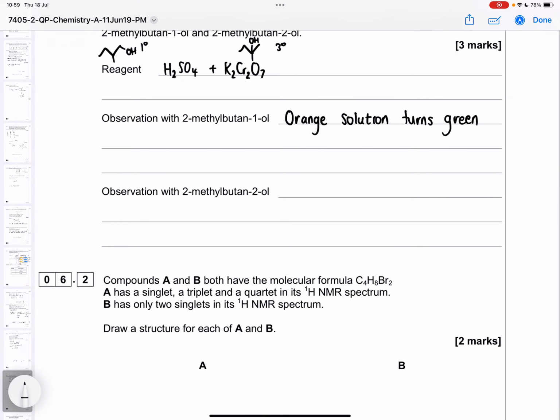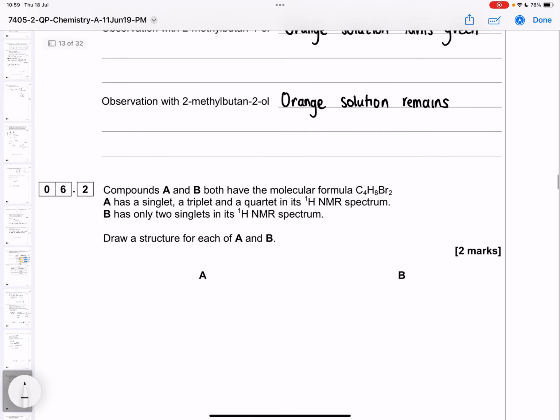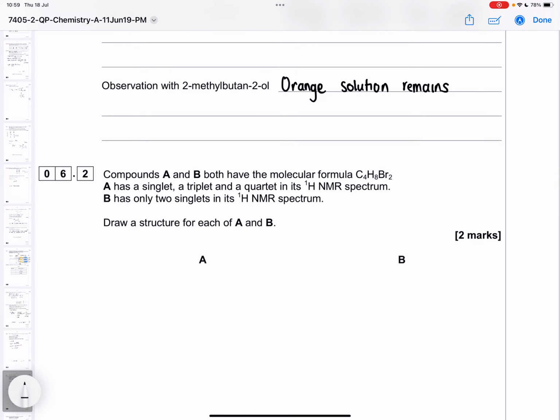And with 2-methyl-butan-2-ol, the tertiary alcohol, the orange solution remains. No change in colour because we can't oxidise a tertiary alcohol. So you could write no observable or no visible change.